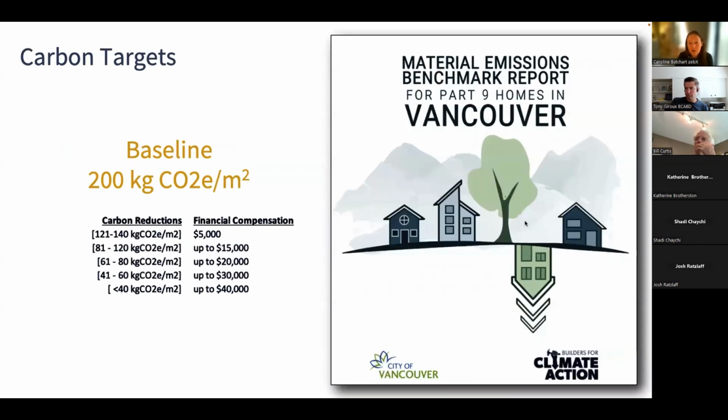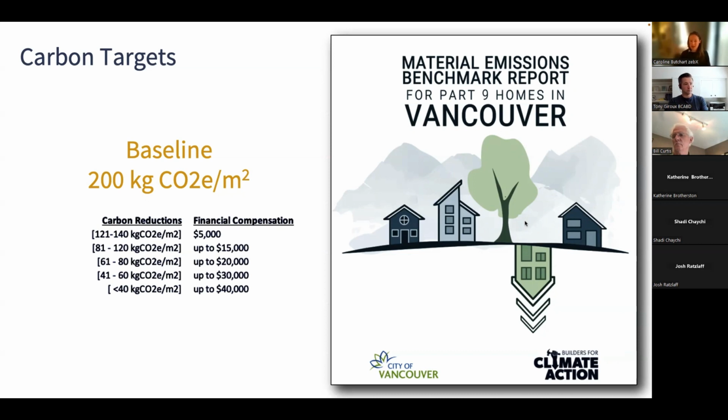And we have some reduction targets. If anyone follows Builders for Climate Action, they published a material emissions benchmark report for homes in Vancouver last year, and they assessed some as-built drawings for something like 10 or 15 homes within the city of Vancouver. They assessed the embodied carbon and found that on average, a home in Vancouver has a carbon footprint of approximately 200 kilograms of CO2 equivalent per meter squared of heated floor area.